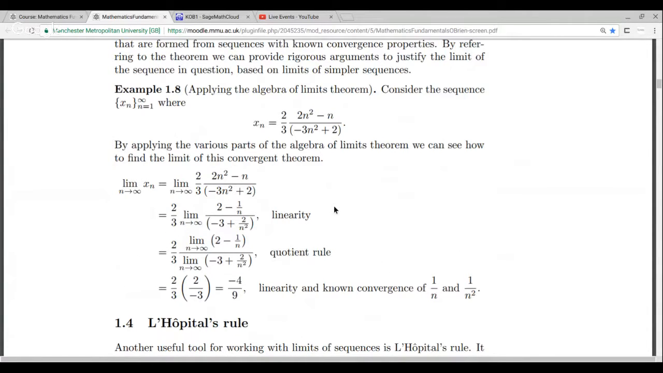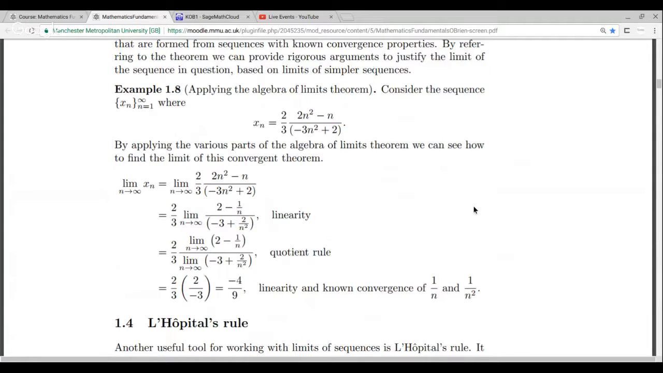Okay? And the way that's done is to divide the fraction 2n squared minus n over minus 3n squared plus 2, to divide the top and bottom there by n squared. So that's what's done to get to this step down here. So instead, we've got 2 minus 1 over n on the top and minus 3 plus 2 over n squared on the bottom. And we've also applied part of the linearity form of the algebra of limits theorem, because we were looking at the limit of 2/3 times something, and now I'm just saying that that's 2/3 times the limit of the sequence.